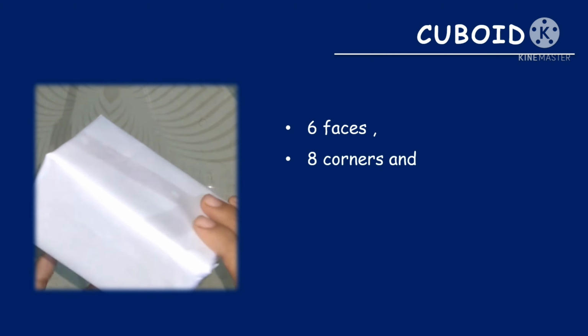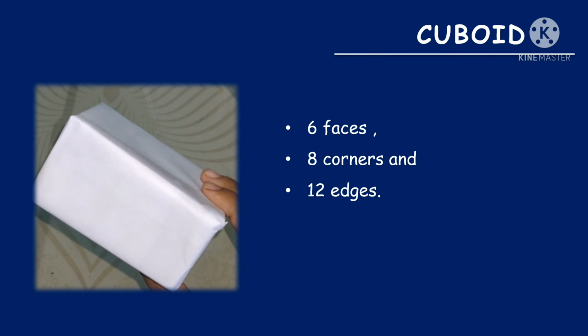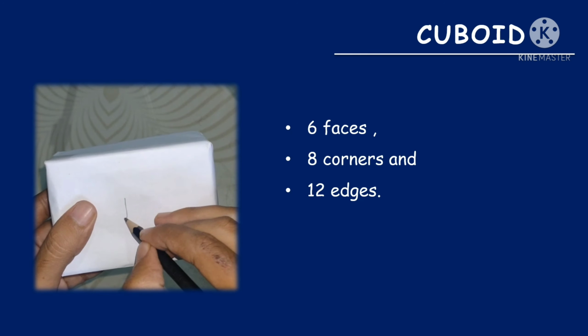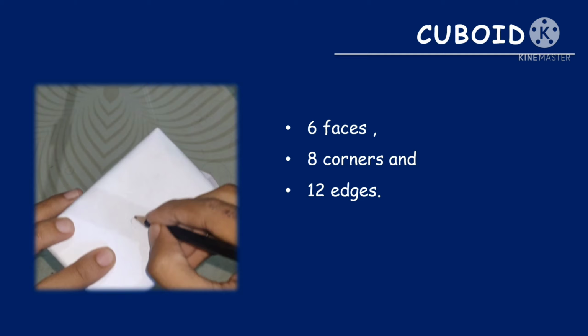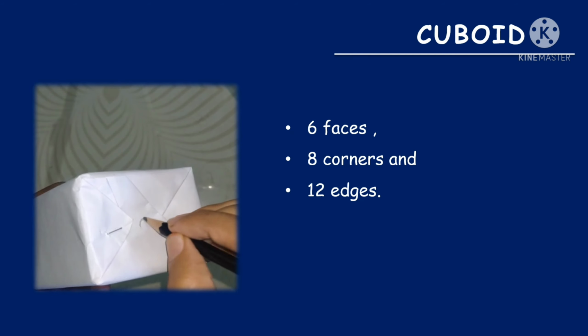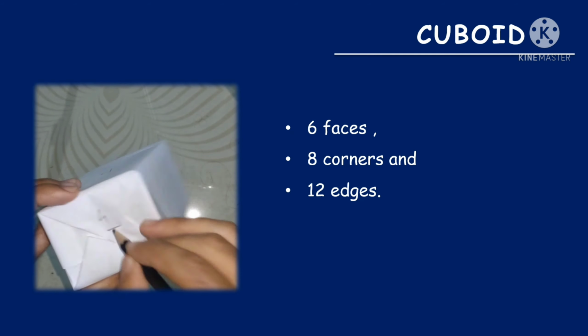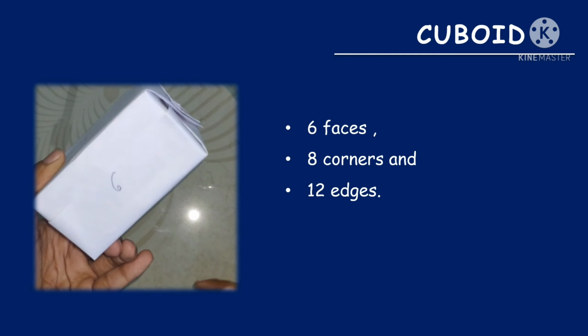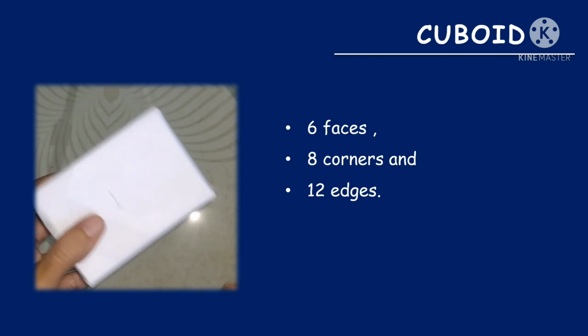This is a cuboidal shape. If you can see, a cuboid has 6 faces, 8 corners and 12 edges. So if you count, this is one face, this is second face, this is third face, this is fourth face, this is fifth face and this is sixth face. So a cuboid has 6 faces.